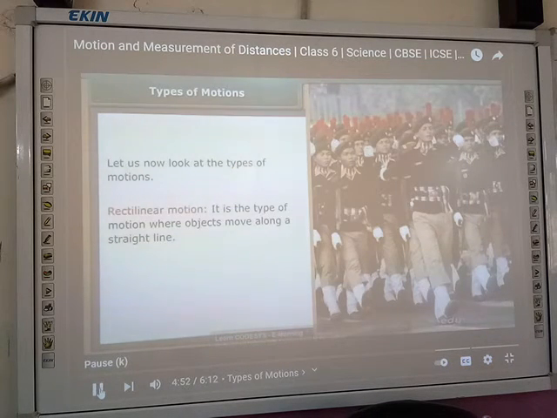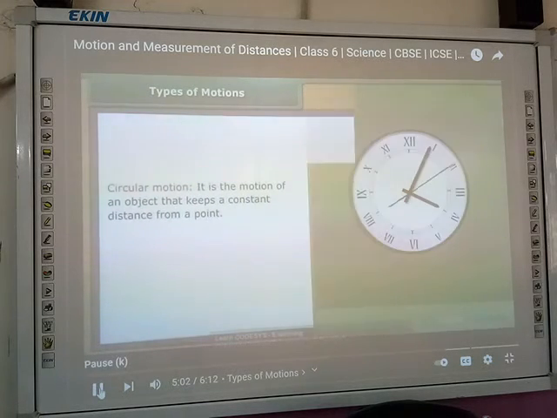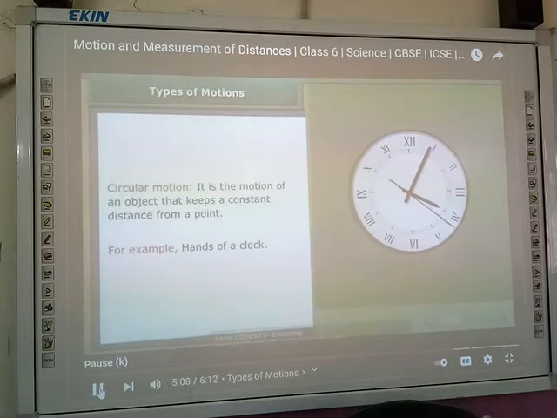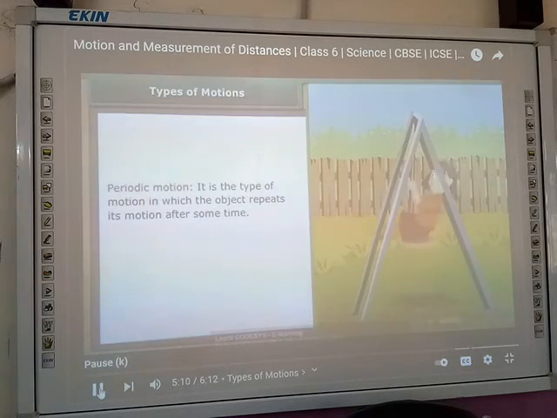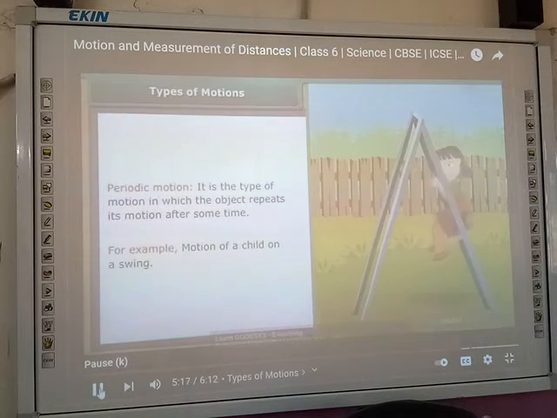Rectilinear motion. It is the type of motion in which objects move along a straight line. For example, march. March past of soldiers in a parade. Circular motion. It is the motion of an object that keeps a constant distance from a point. For example, hands of a clock. Periodic motion. It is the type of motion in which the object repeats its motion after some time. For example, motion of a child on a swing.